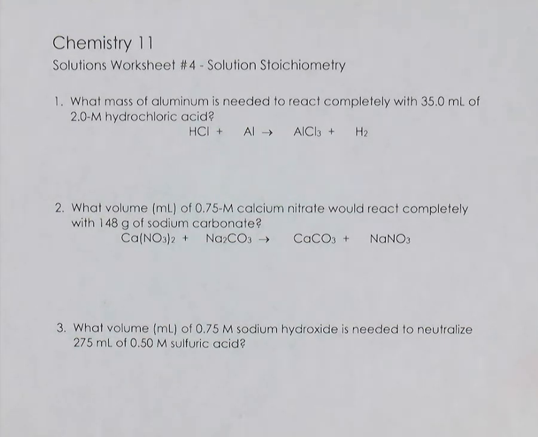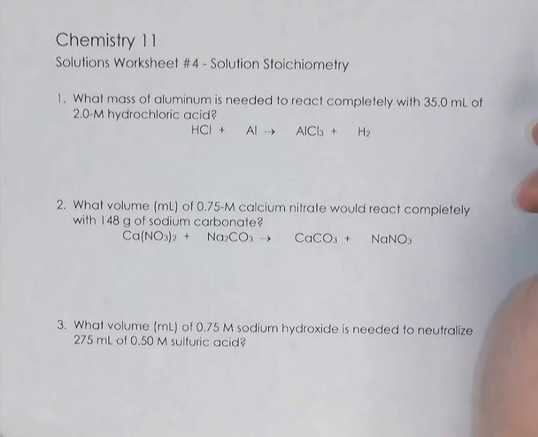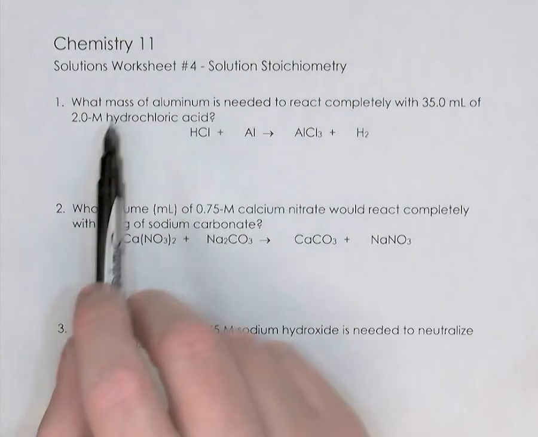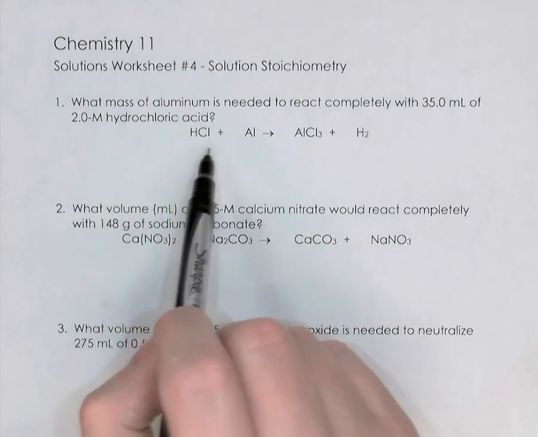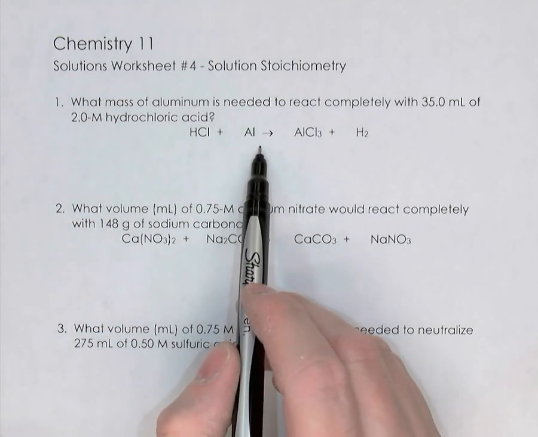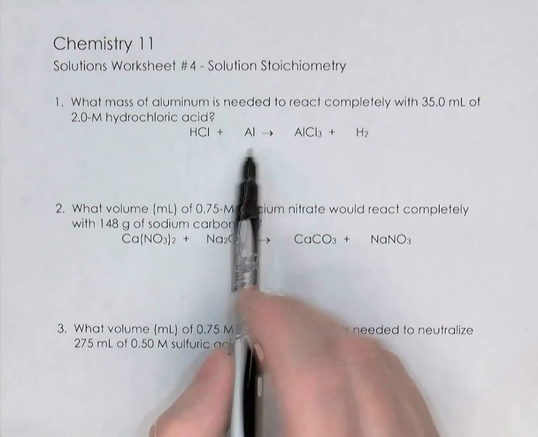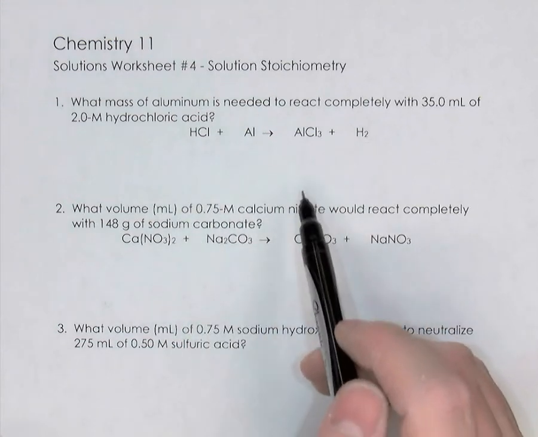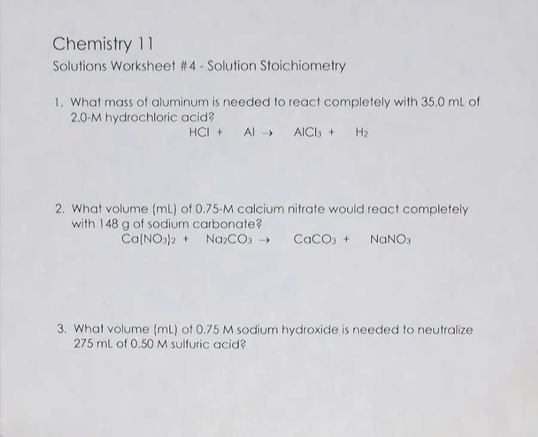Alright, in today's video we're looking at solution stoichiometry problems. These are for grade 11 chemistry, regular or advanced, as an introduction to the topic. So question number 1 is a straightforward example. We're asked what mass of aluminum metal would be needed to react completely with 35 milliliters of 2 molar hydrochloric acid. If you think you know what you're doing, you can pause the video and try the question yourself.